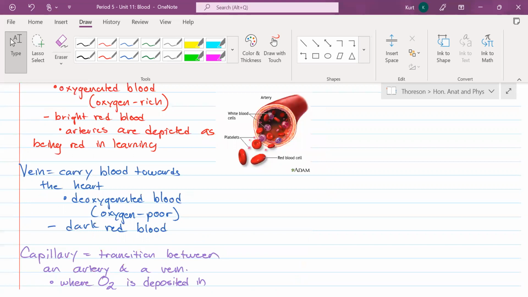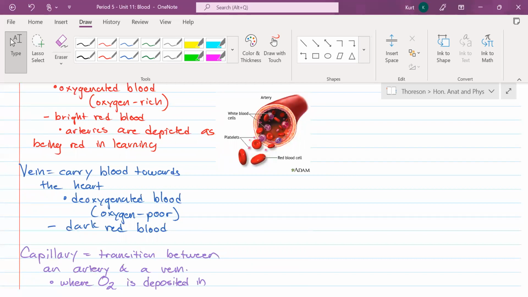Veins are the opposite of an artery. Veins carry blood towards the heart. The blood is oxygen poor, or deoxygenated, and it is dark red blood. Veins are also depicted as being blue on learning diagrams. So veins carry blood towards the heart, and arteries carry blood away from the heart.